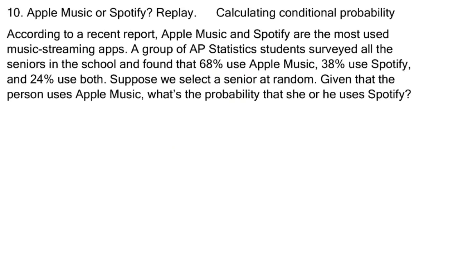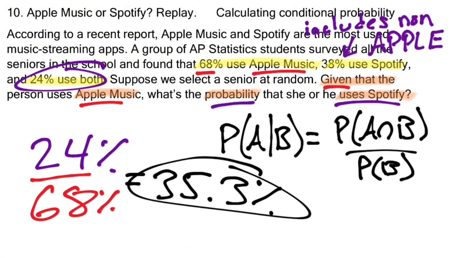Here's another problem. According to a recent report, Apple Music and Spotify are the most used music streaming apps. A group of AP students surveyed all the seniors at a school and found that 68% use Apple Music, 38% use Spotify, and 24% use both. Suppose we select a senior at random. Given that the person uses Apple Music, there's that key word. Given that they're using Apple Music, what's the probability that they use Spotify? And here is the answer.